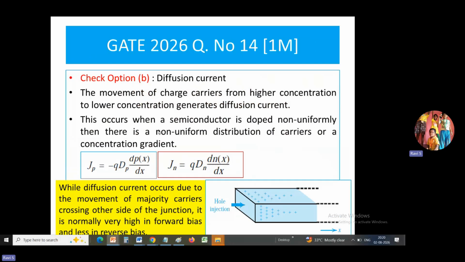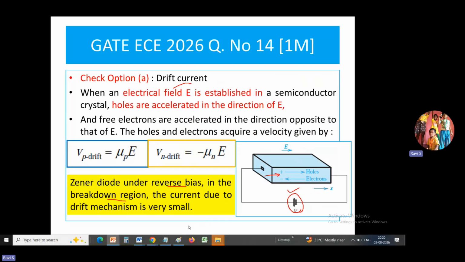Now let us check option B. Option B says diffusion current. Diffusion current means the charge carriers move from higher concentration to lower concentration, for which we need not apply any force for the charge carriers to move. The diffusion current occurs mainly in the forward bias condition. So under forward bias condition, diffusion current dominates. Under reverse bias, drift current dominates.